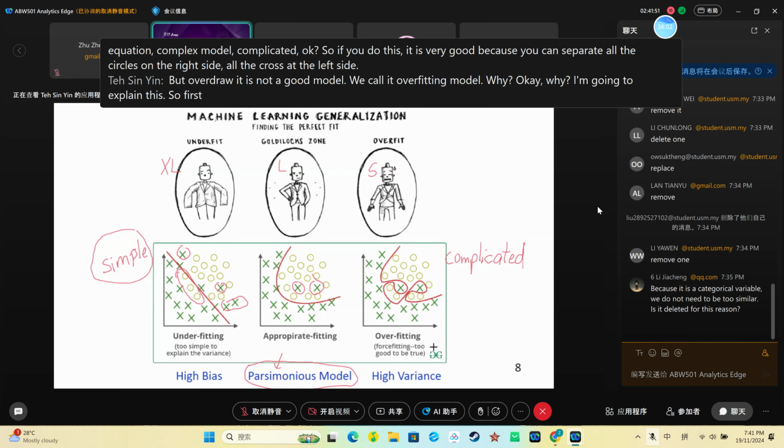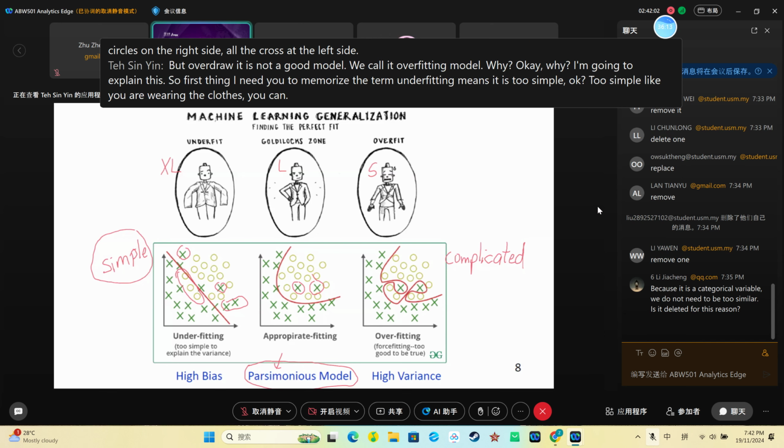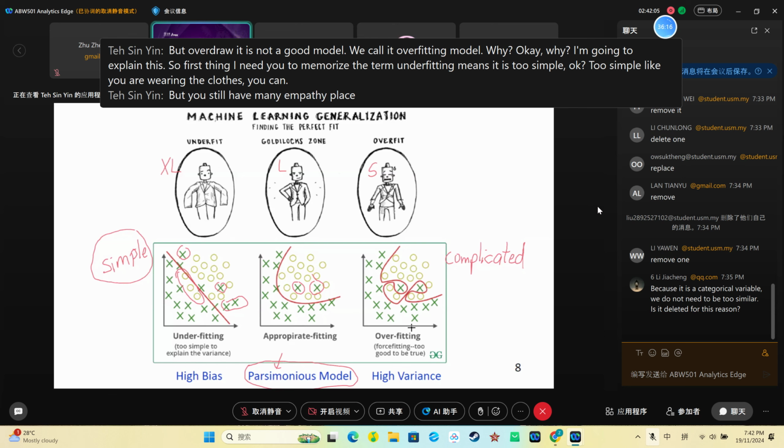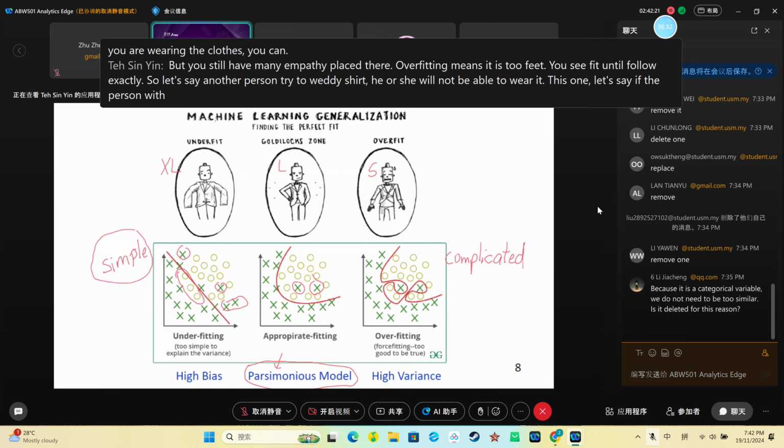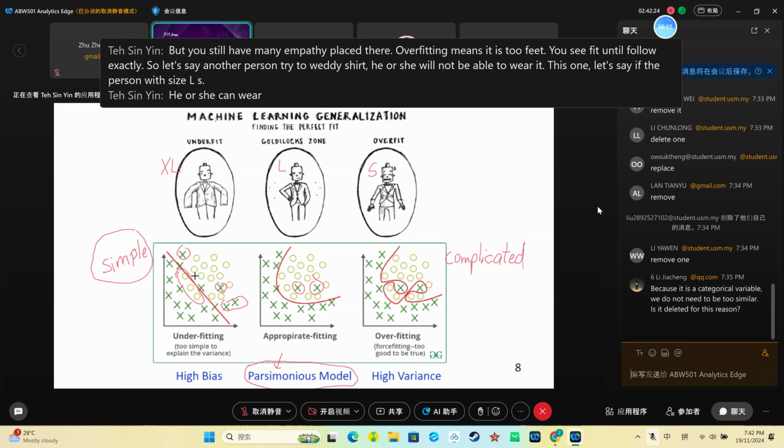First thing, I need you to memorize the terms. Underfitting means it is too simple, like you are wearing clothes, you can wear them, but you still have many empty places there. Overfitting means it is too fit, fit until it follows exactly. So let's say another person tries to wear this shirt, he or she will not be able to wear it. Whereas with this one, if the person is size L or size M, he or she can wear your shirt. So this is too simple, this is too complicated. What we want is something like this.